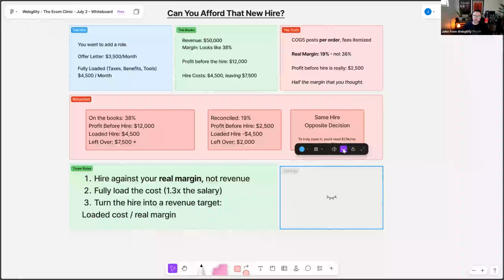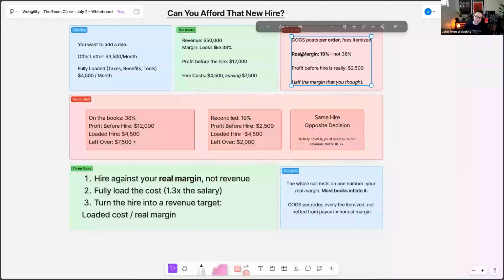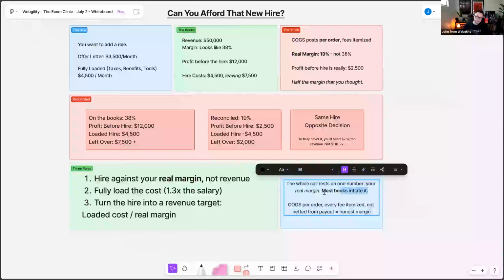the last part of the whiteboard here is the turn, right? So this whole cost or the whole decision that you're making rests on the one number. And we mentioned it a lot here, which is real margin. So your real margin is what determines if you can afford it. So if you don't know what your real margin is, that's the biggest thing that you can do right now to get ahead of this situation. If you're looking at hiring somebody, understand how to calculate your real margin, understand all the numbers that feed into that real margin for your business. Most books inflate it, like we talked about.